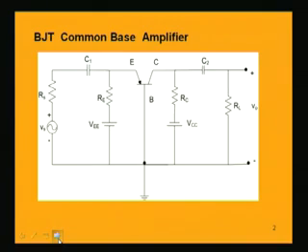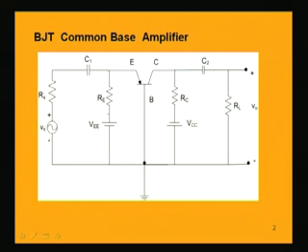In this common base transistor amplifier, we have two DC sources, VEE and VCC. These sources are there for biasing the transistor in the forward bias as well as the reverse bias conditions. That is, the emitter base junction will be forward biased by VEE and the collector to base junction will be reverse biased by VCC.